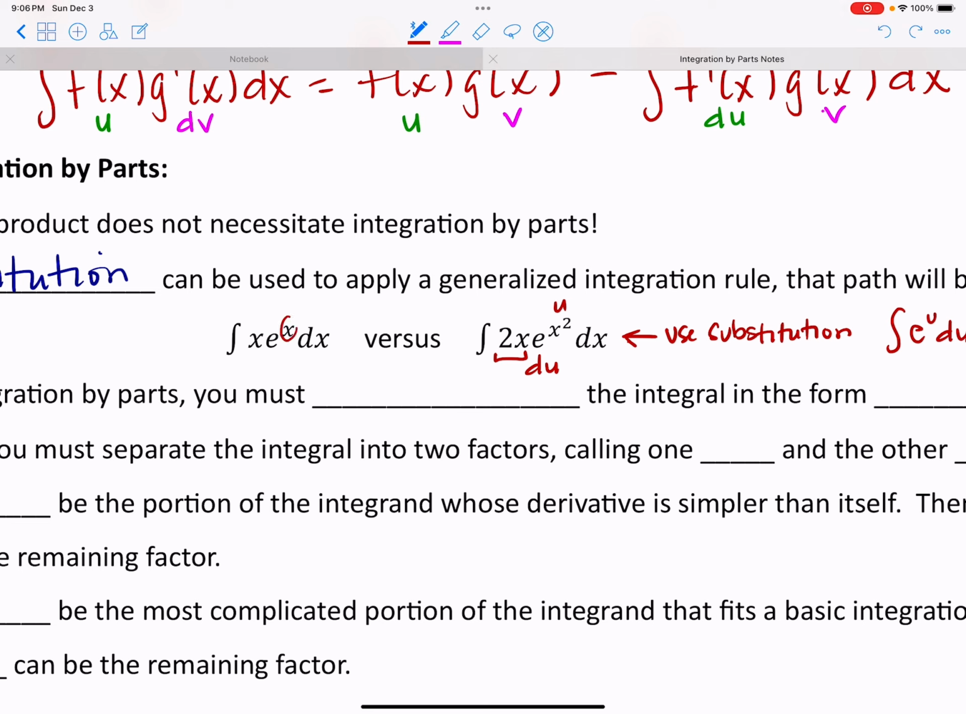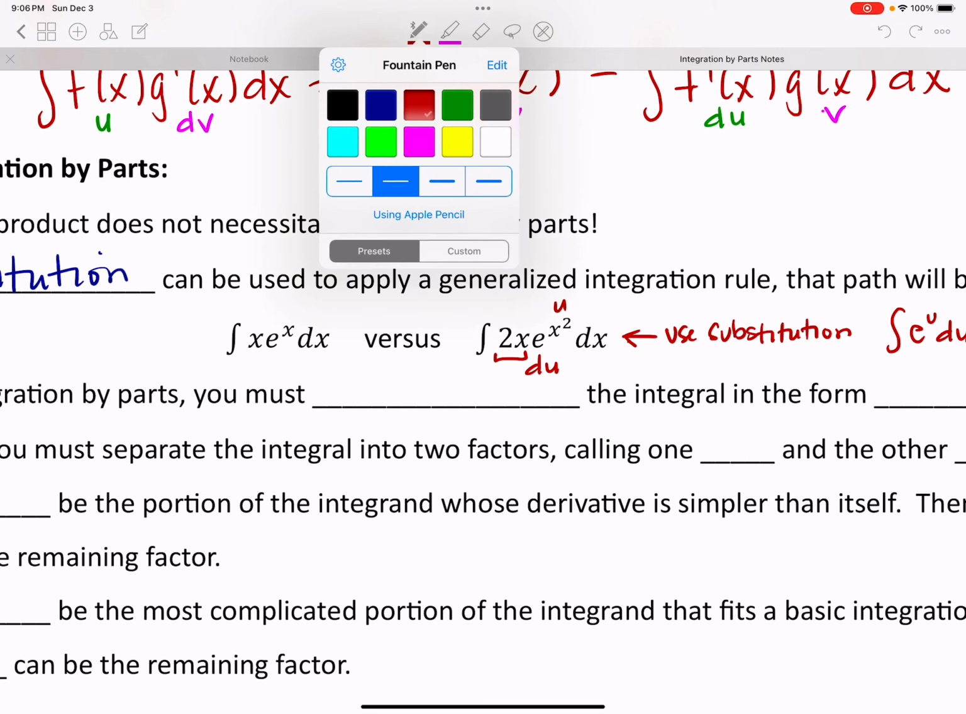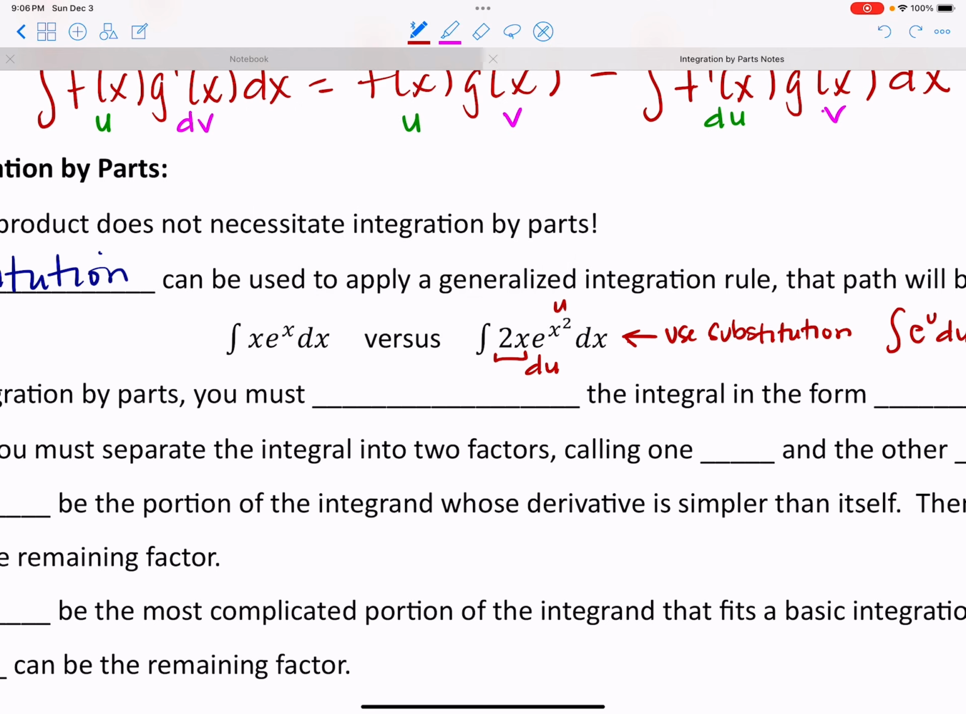Okay, now if we have a product where, again, this is just e to the x, so if I wanted to think about the derivative of x being a factor, well, the derivative of x would be 1, not x. In this product, I would be forced to use some other method. I could not use substitution because this is not du here. So this is one where I'm going to use integration by parts.